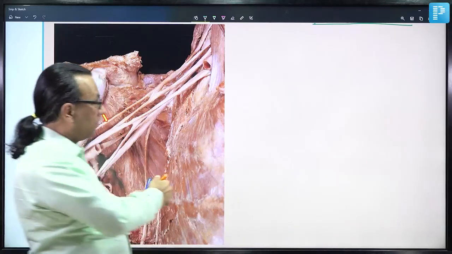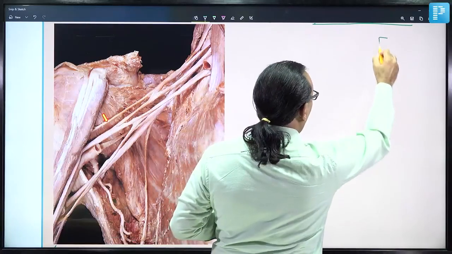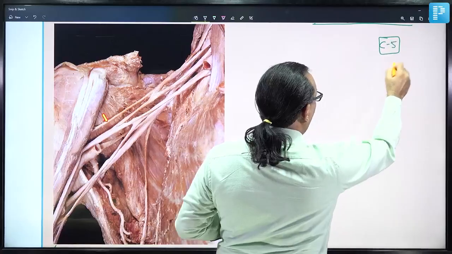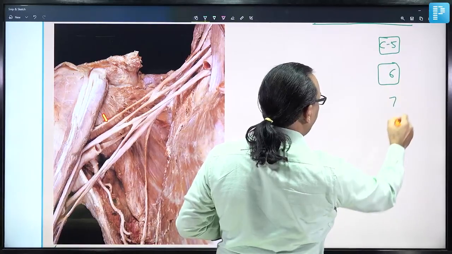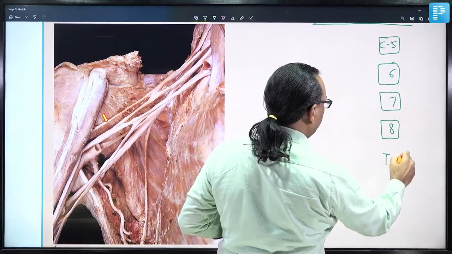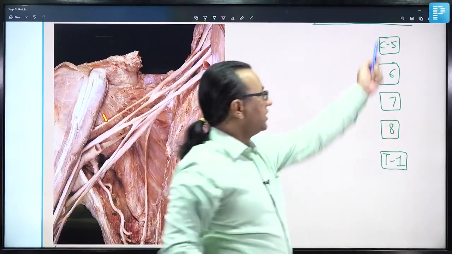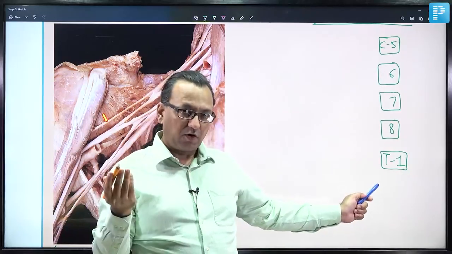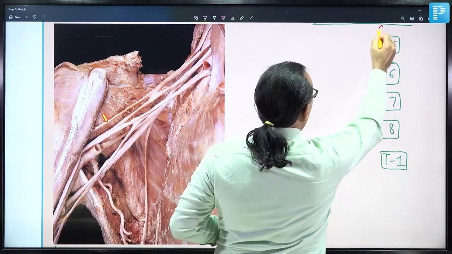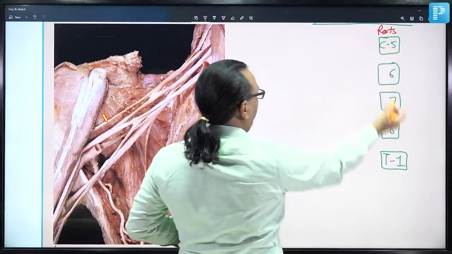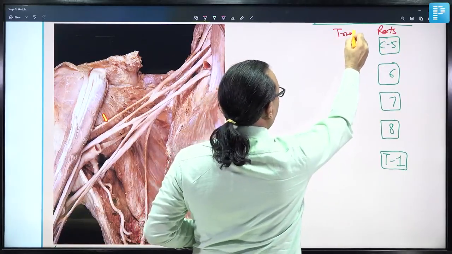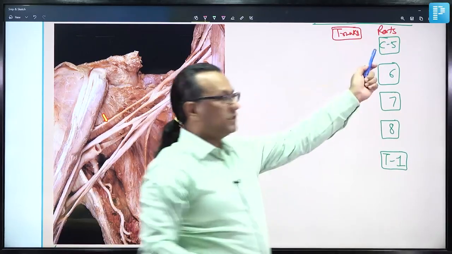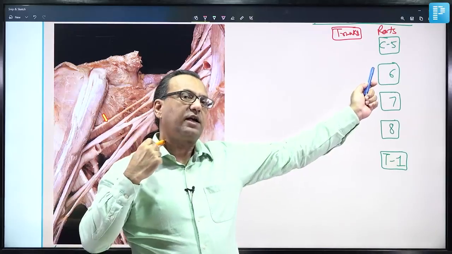Let us show them here. In the neck region, you have the C5, and then C6, 7, 8, and T1 as well. The anterior primary ramus coming from the spinal cord. Then we'll find these roots will join to form the trunks of brachial plexus in the neck region. Roots and trunks are in the neck region.